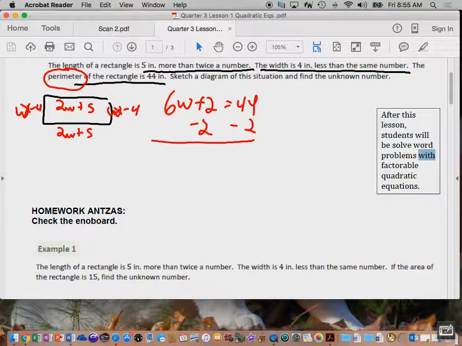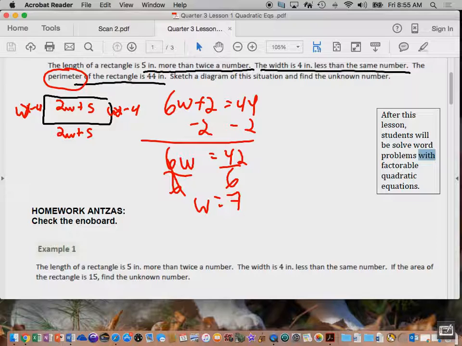Subtract 2. 6w is 42, dividing by 6. w is 7. So it wants to find the unknown number, which in this case was 7, so I am done. Yes? But it says 4 less than the same number. It doesn't say 4 less than the same side. The same number, not the same side.